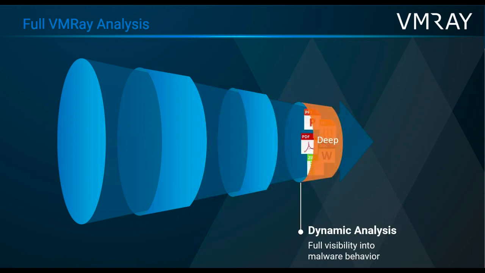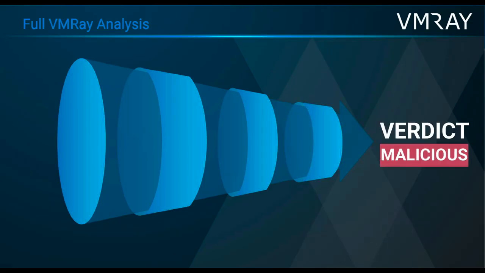If the severity of the sample remains unknown, the next stage is the dynamic analysis. Here, the sample is detonated fully in a target environment, and the behavior is then analyzed to determine if the sample is malicious. This is where VMRay separates itself with faster and more accurate results than typical sandboxing solutions.